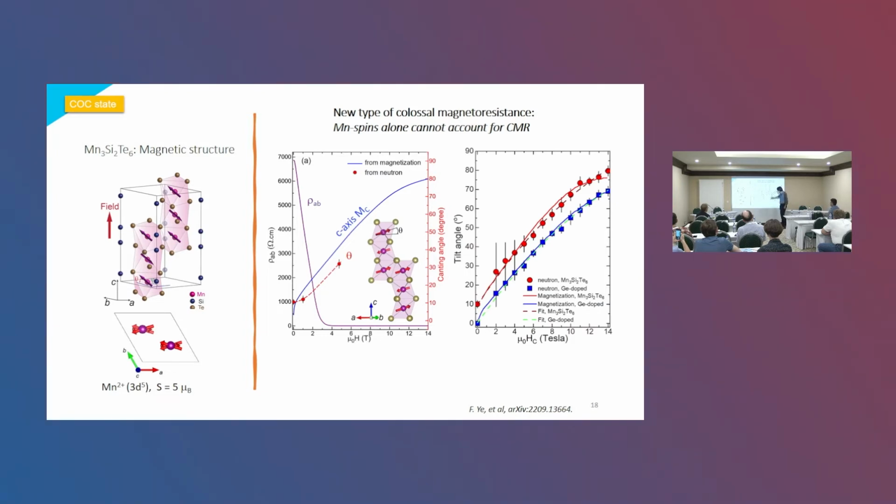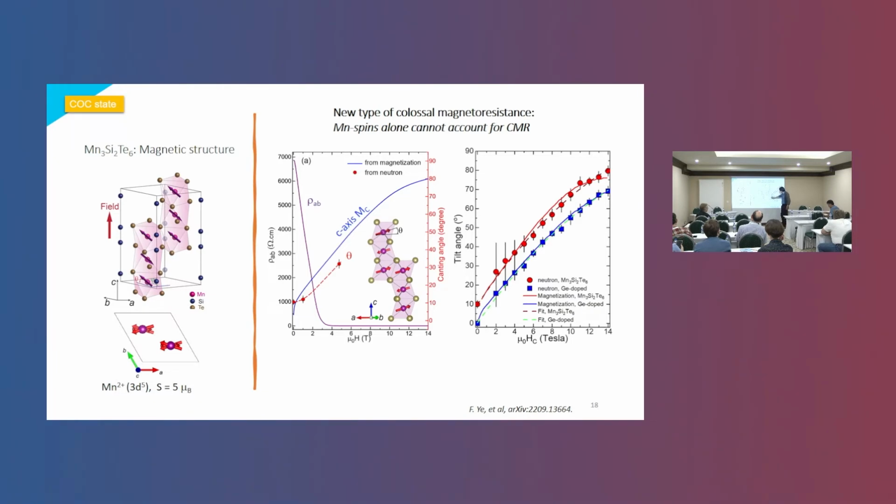We've managed to finish all the measurements. So ignore these blue ones. This is the doped sample. For this red curve, you can see that the spin tilts very slowly. So this tells us that the magnetic spin alone cannot explain the resistivity that we're showing here, because resistivity already drops and saturates below 4 tesla.